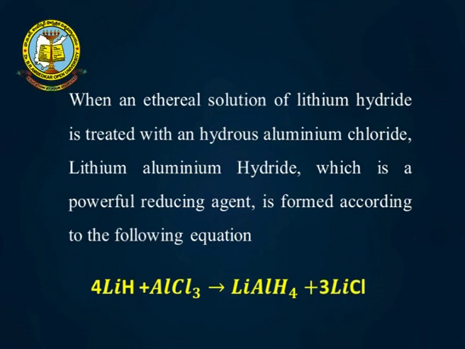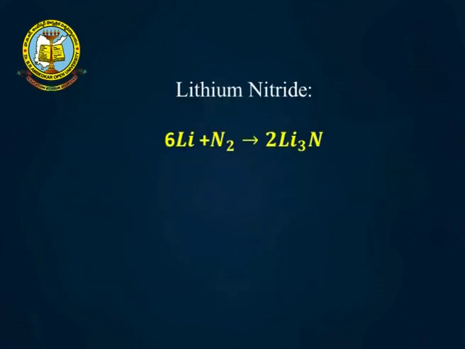Next, when lithium hydride is treated with aluminum chloride, it forms lithium aluminum hydride, which is a strong reducing agent with a variety of applications in chemistry, right. So, 4 moles of lithium hydride react with aluminum chloride to form lithium aluminum hydride, which is a nucleophilic reducing agent. It has a variety of applications, like reducing carbonyl compounds.